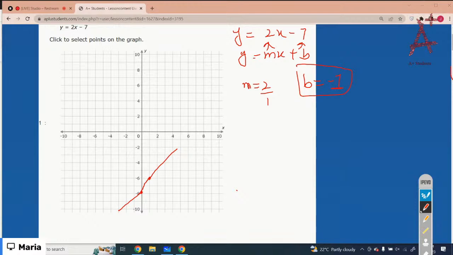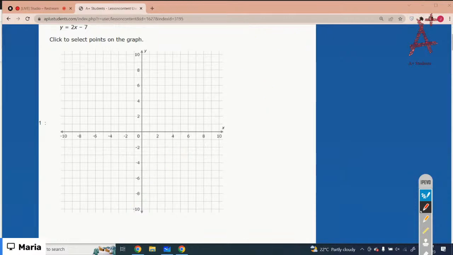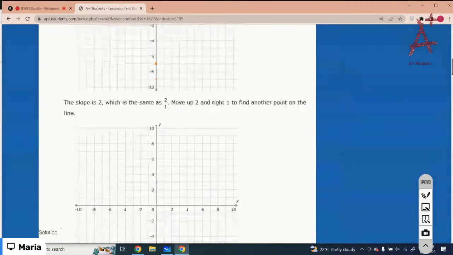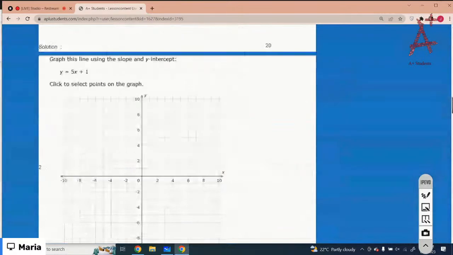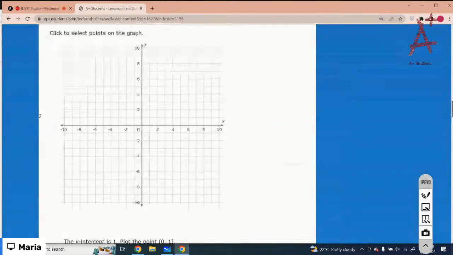So that's how, whenever you're given the equation, you have to form the graph of the equation. Got it? Let's do another example.